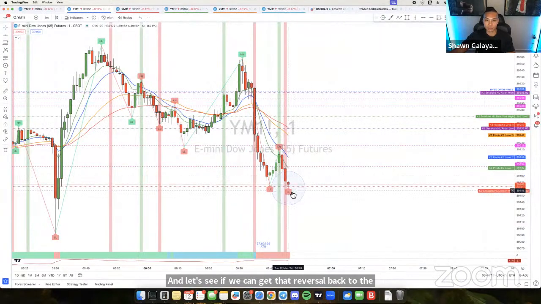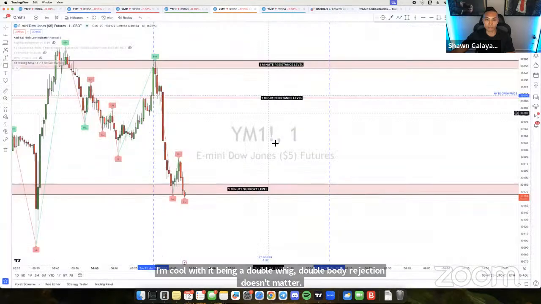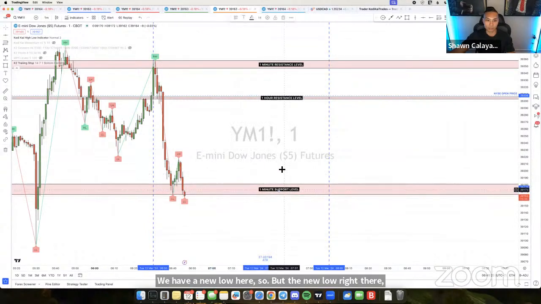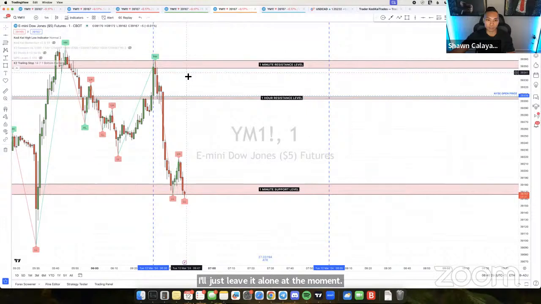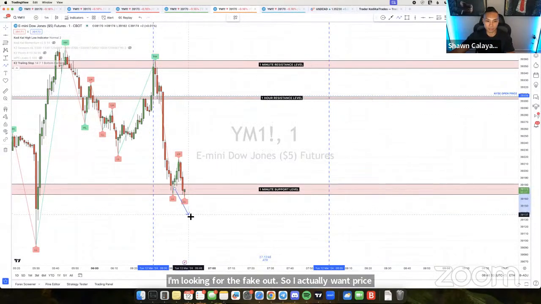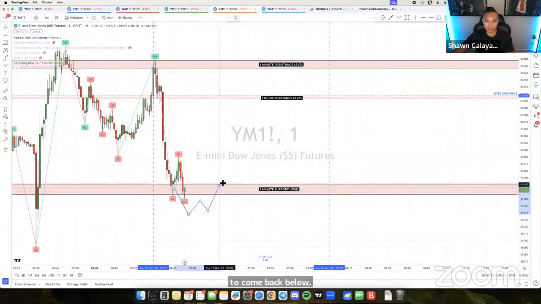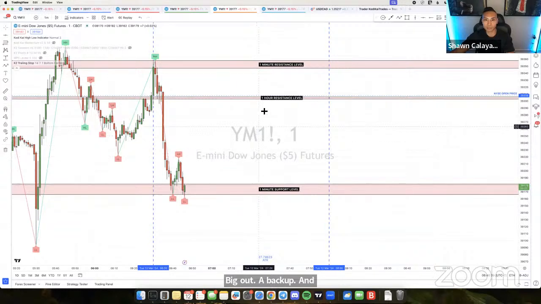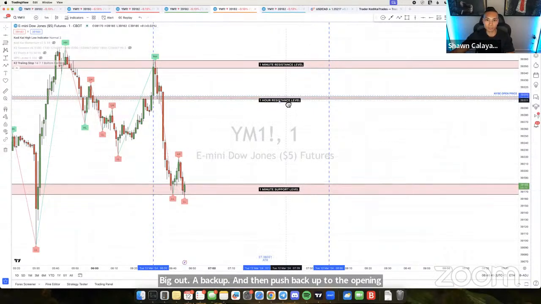So I'm cool with it being a double wick, double body rejection, doesn't matter. But we have a new low here. So with the new low right there, I'll just leave this low at the moment. I'm looking for the fake out. So I actually want price to come back below. I want price to come back down here, fake out, come back up, and then push back up to the opening price right here. So I gotta give it some time.